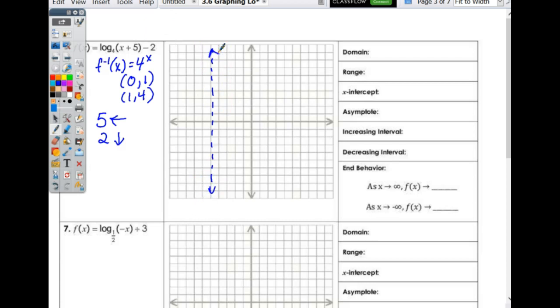I'm going to start with 1, 0. I'm going to move it 1, 2, 3, 4, 5, and down 2. So that goes right there. And then I'm going to do 4, 1. I'm going to move it 5, and down 2. Whoops. There we go.